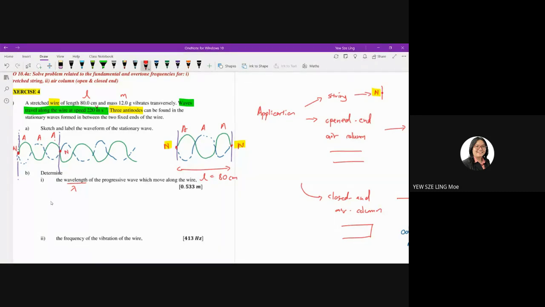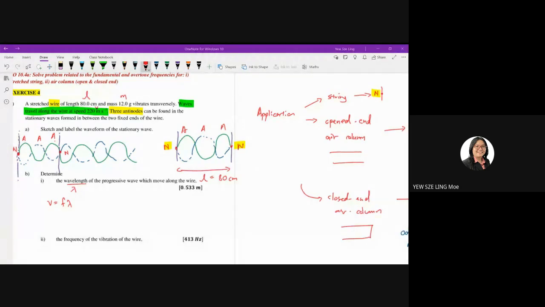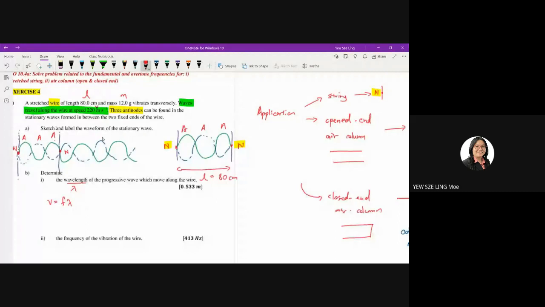When it comes to wave speed, we have just one general equation, which is V equals f lambda. Of course, you could have other equations depending on the medium, but the general equation is V equals f lambda. The question wants us to calculate the wavelength. Now, do we have the frequency? No, right? But if you look at the diagram, since we're talking about lambda and we don't have frequency, is there any other method we can use to calculate the wavelength?